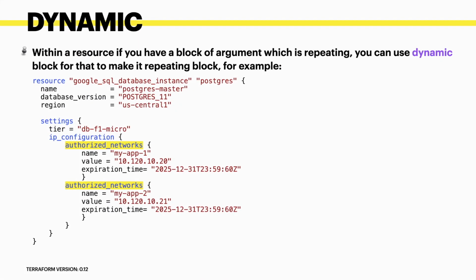So the next topic is the dynamic feature. Within a resource, if you have a block of arguments which is repeating, you can use a dynamic block to make it a repeating block. Here in this example, this code is to create the Postgres database. An authorized network block is to add the IP address or CIDR of the network allowed to access this database. As you can see in this code, the authorized network block is repeating 2 times. This can be changed using a dynamic block in the code displayed on the next slide.